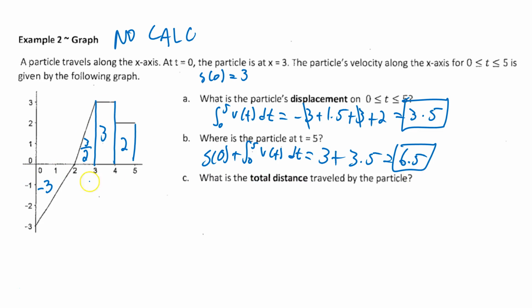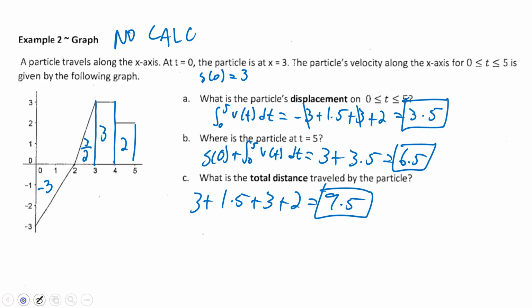Total distance, because we're doing it by hand, we're going to add up all those pieces. This is actually going to be positive 3 now, plus 1.5, plus 3, plus 2: 5, 8, 9.5 units. Not too bad at all. All right, let's try the next one.